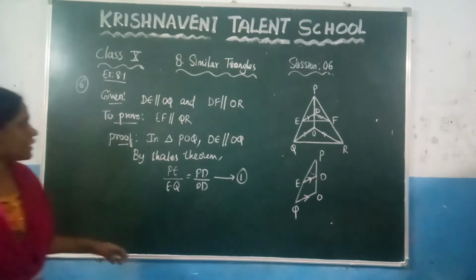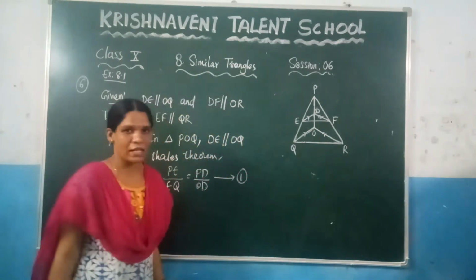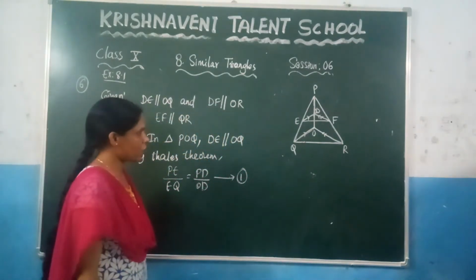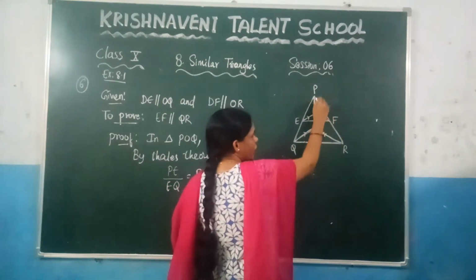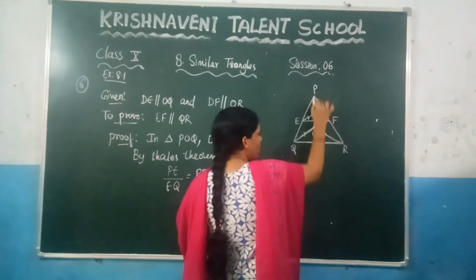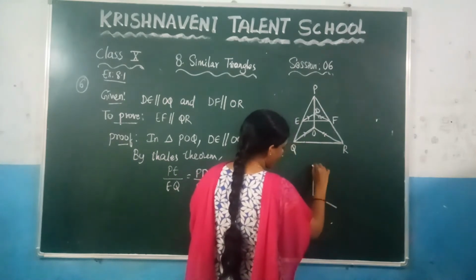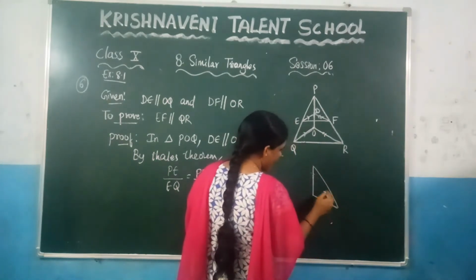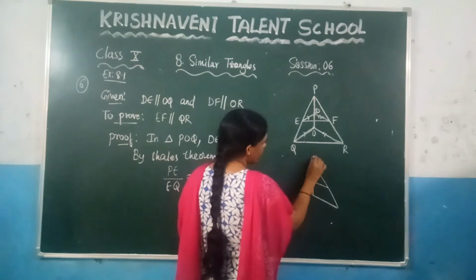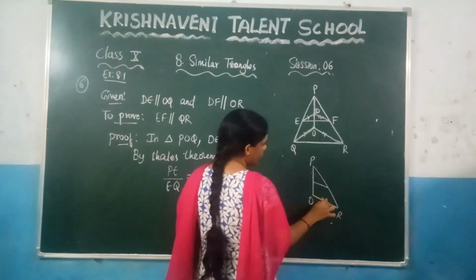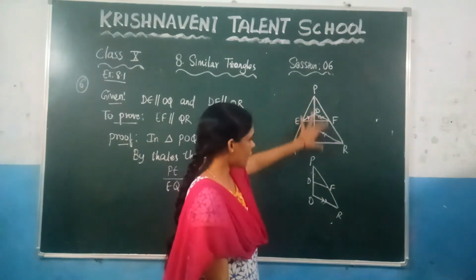Now see the next condition, what they have given here, DF is parallel to OR. Now you need to check in which triangle you have DF is parallel to OR. So here this DF is parallel to OR. What triangle do you need to choose? You need to choose the triangle POR. So drawing it separately to understand. Right, here this is nothing but POR, and they have given OR is parallel to DF. So I have drawn this triangle separately.